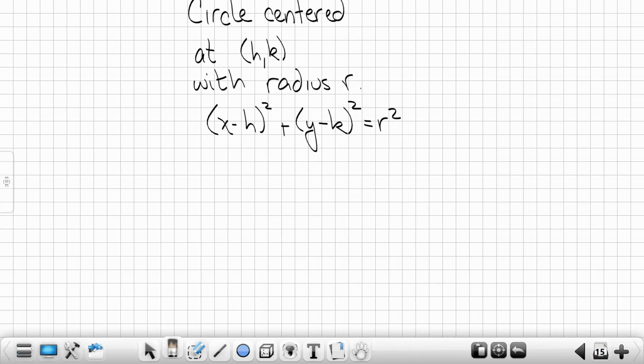When we're in parentheses, we're transforming, guys. This means we're moving h left and right, k up and down, because the x-axis moves left and right. The y-axis moves up and down, and we go opposites. Don't forget we go opposites.